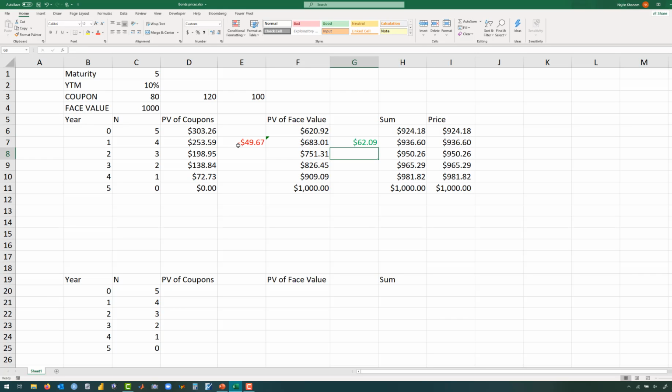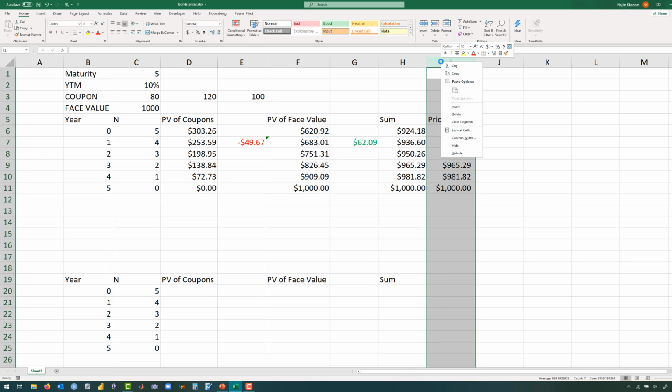So when we move to the next year, the value of this bond on one hand will decrease by 49.67 because we have one fewer coupon payment. On the other hand, the price will go up by 62.09. There will be an upward pressure for the price to go up by 62.09 because it's coming closer to that $1,000.